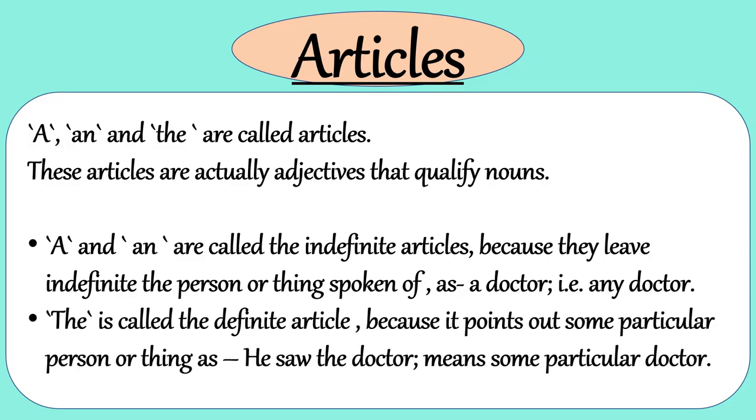The is called the definite article because it points out some particular person or thing. For example, he saw the doctor. Here the doctor means some particular doctor. That is why the is called the definite article.